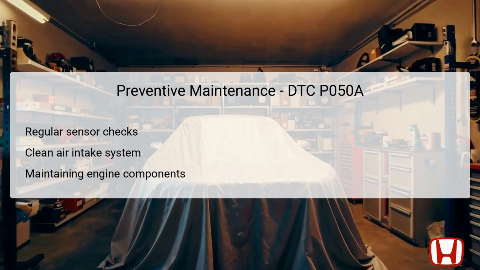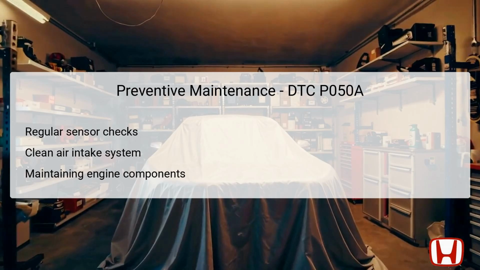Preventive maintenance is vital for preventing DTC P050A from reoccurring. Regular inspections of critical sensors such as the MAF and IAT should be performed to ensure they are functioning correctly. Dirt and debris can build up in the air intake system, so periodic cleaning of the air duct and air filter is necessary to maintain optimal airflow and performance. Additionally, performing routine maintenance on the throttle body can prevent carbon buildup, which can hinder air intake and idle control efficiency.